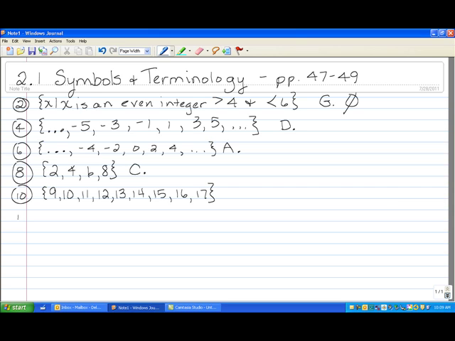Number 12 is an important one. It helps us to recall what the word between means. The set of all counting numbers between 4 and 14. Okay, so between, again, does not include 4 or 14. So we're going to start with 5, 6, 7, 8, 9, 10, 11, 12, 13. Again, we don't include 4 or 14 there.